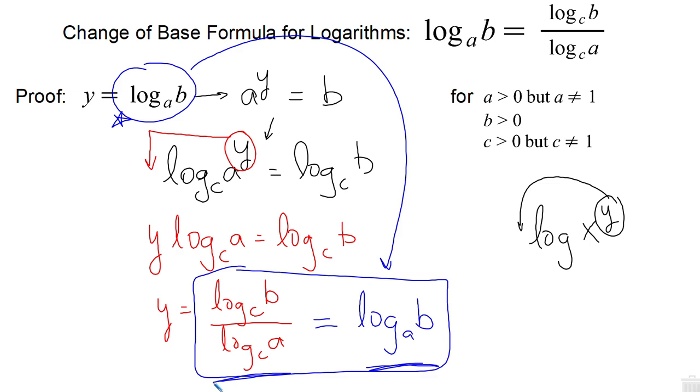So you can use this formula to change from one base of a logarithm into a quotient of 2 logarithms of any base you want, as long as it's a positive value and not equal to 1. So we'll do a couple of these just to get the hang of it, but they should be pretty straightforward.